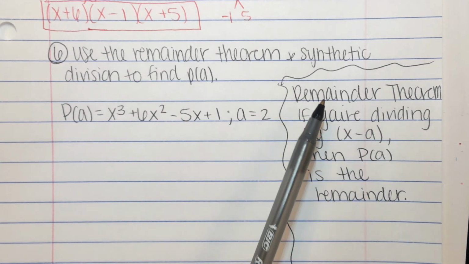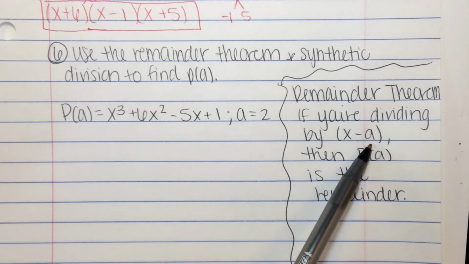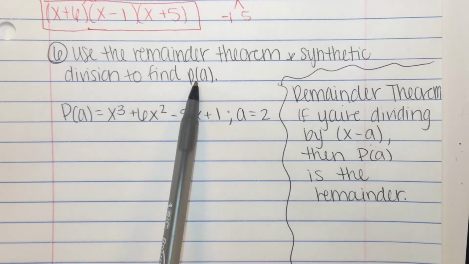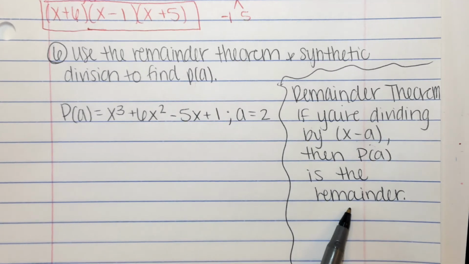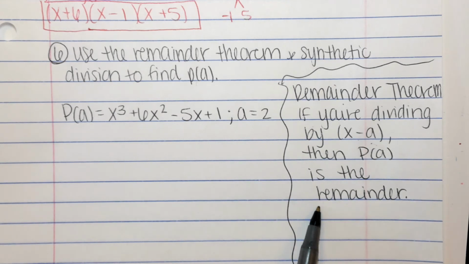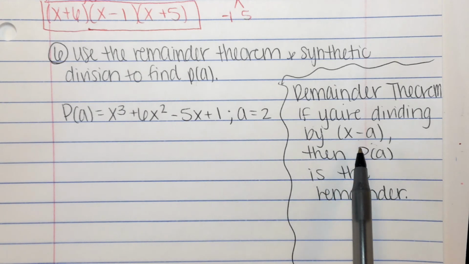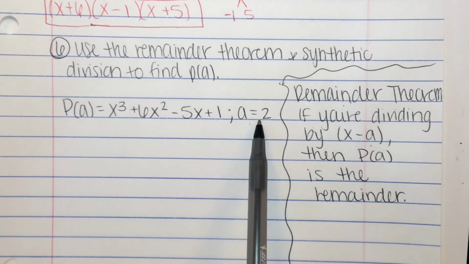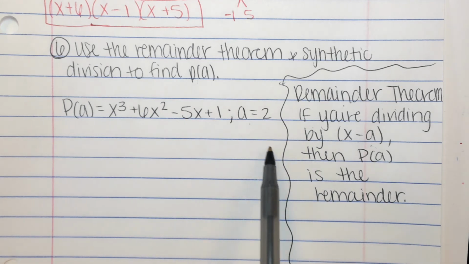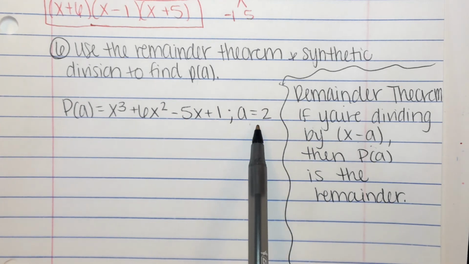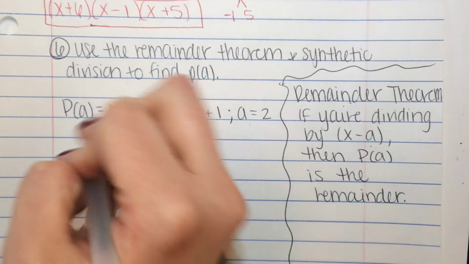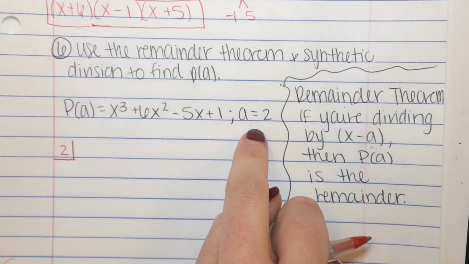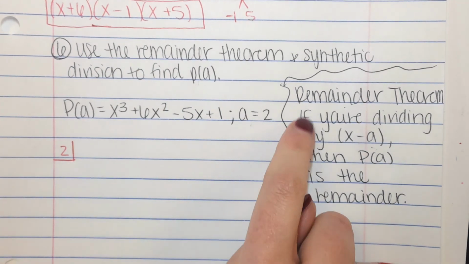So the remainder theorem says if you're dividing by x minus A, then P of A is the remainder. Okay, and when it says find P of A, it's just asking us to find the remainder, and that's the information that we're going to give. Here we're not given x minus A, we're just given what A is. So instead of having a factor like we normally would and getting the opposite, we're just going to use this 2 for our synthetic division. Because ultimately, that's what we were doing before. This is that factor after it's been set equal to 0 and solved.